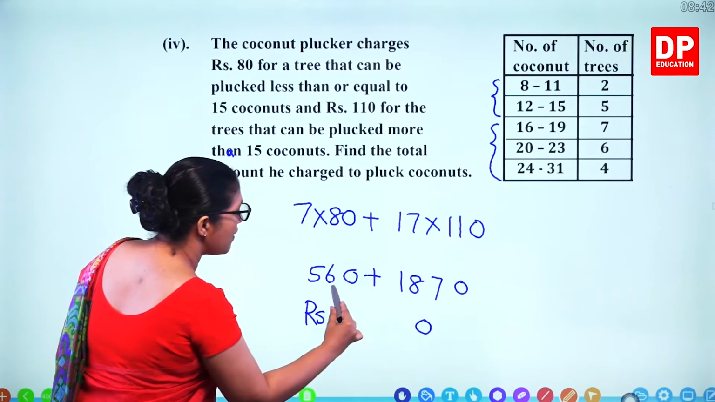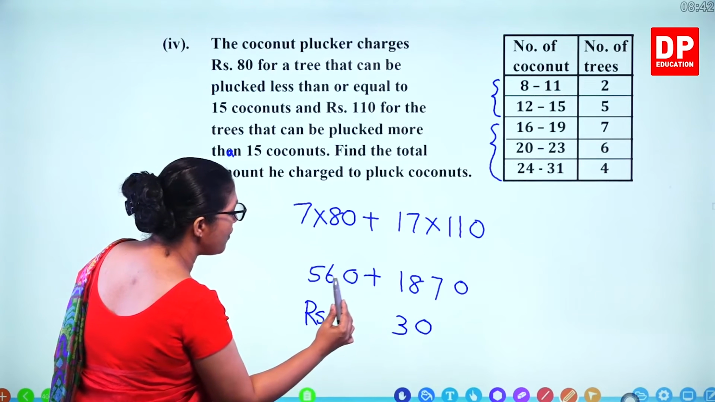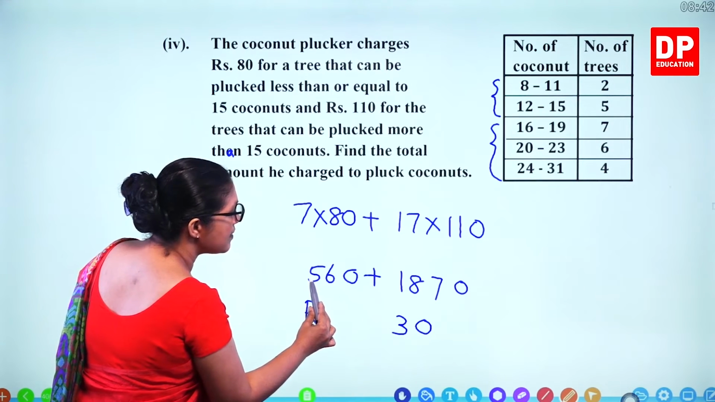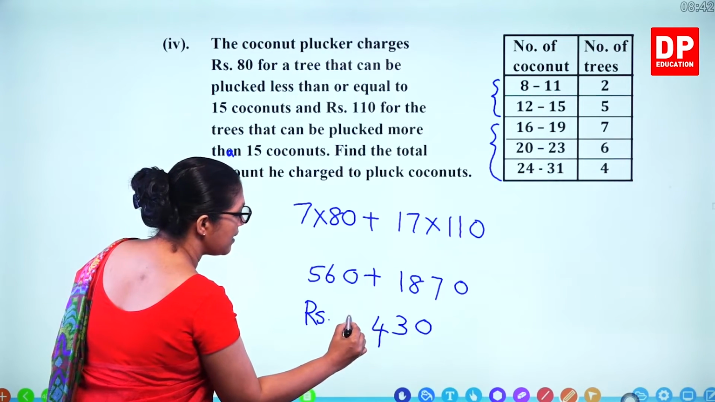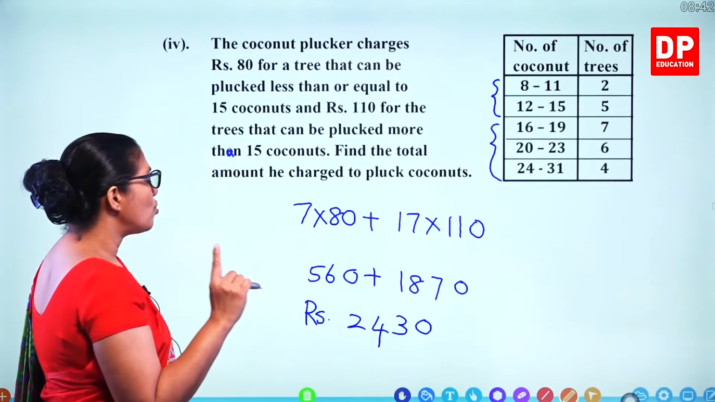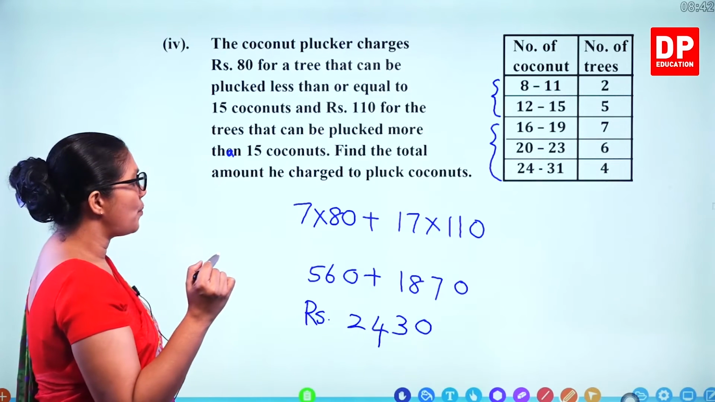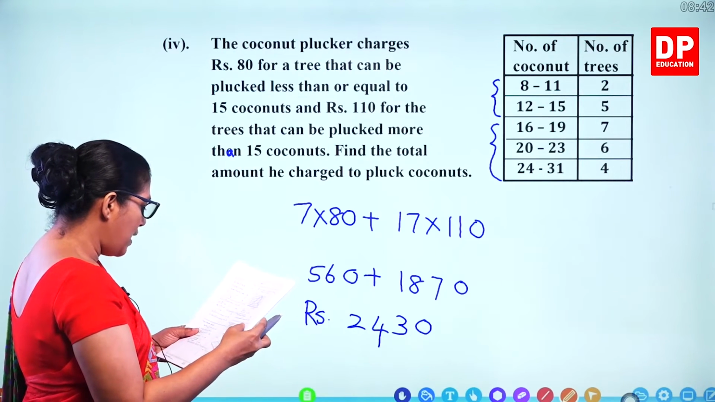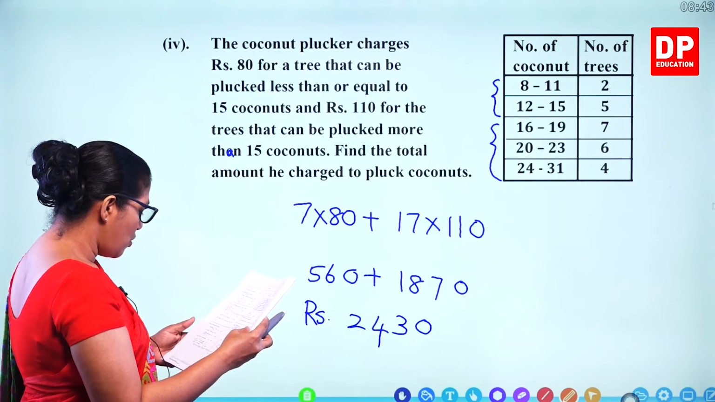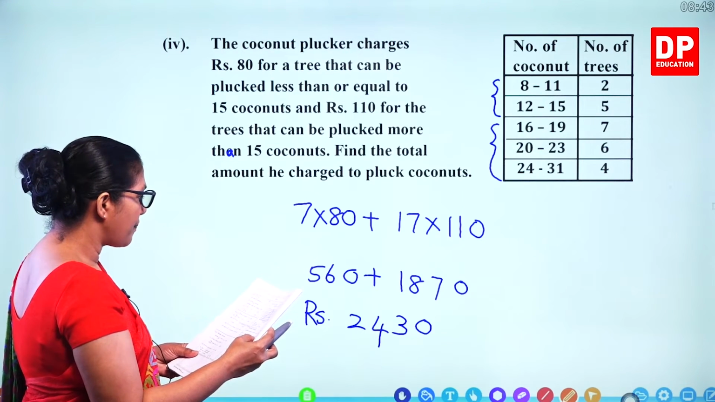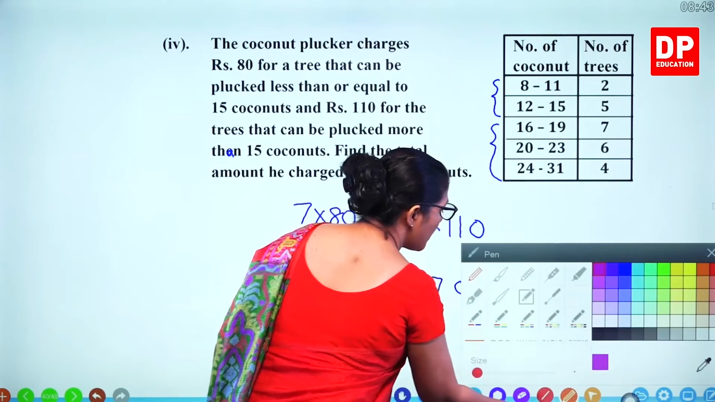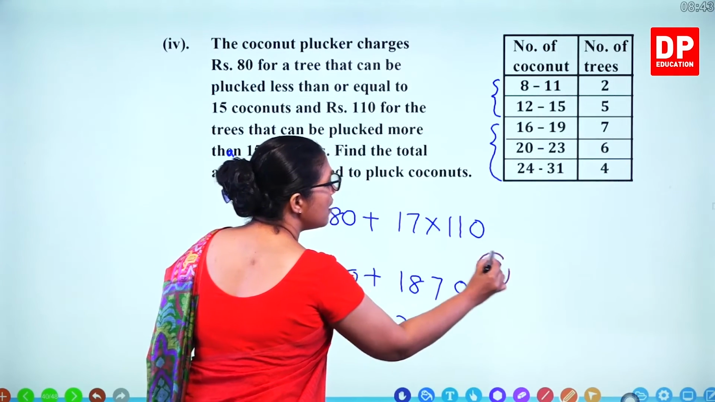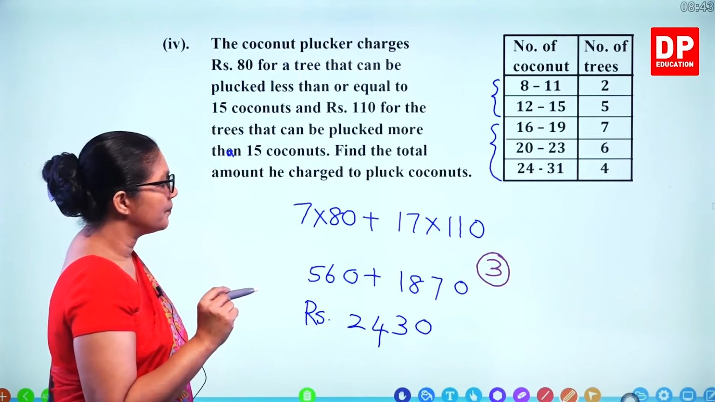0, 7 and 6, 13, 1 remaining. And this is 6 plus 8, 14, 1 remaining. That's 2,430 rupees. So how many marks for that? You get 3 marks for this answer. So altogether we gave 10 marks for this question.